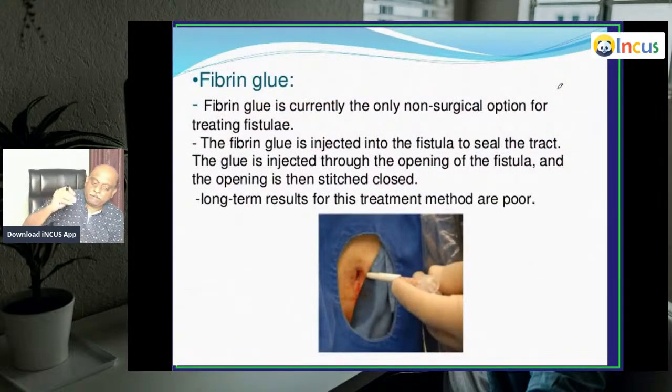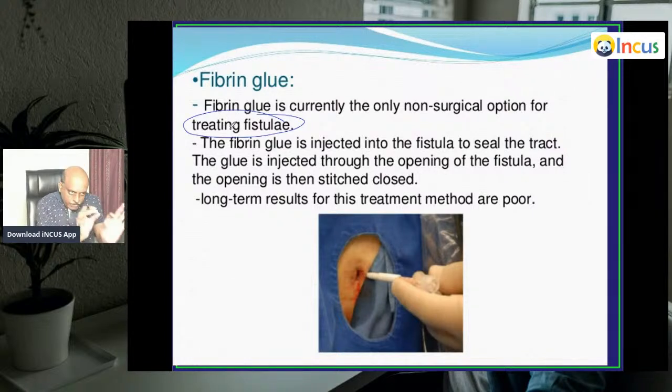You can also use fibrin glue as a non-surgical option in order to occlude the fistula. Fistula is like a guha, a cave.